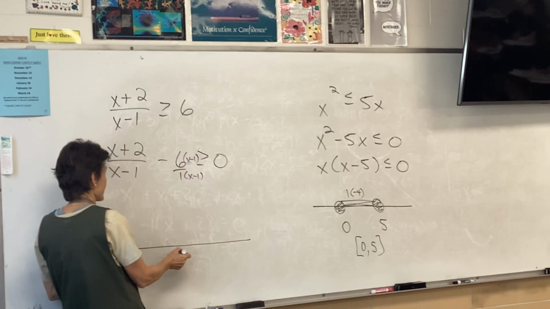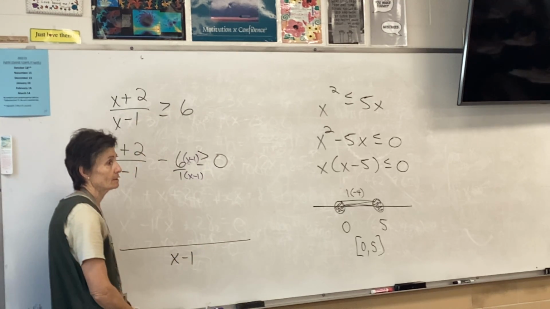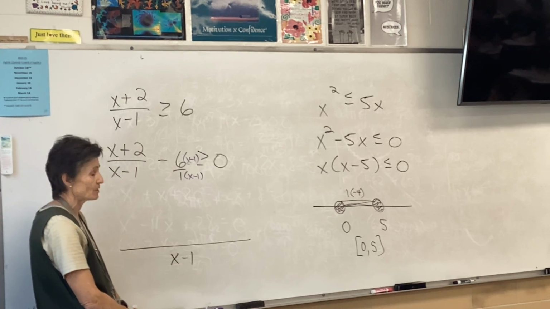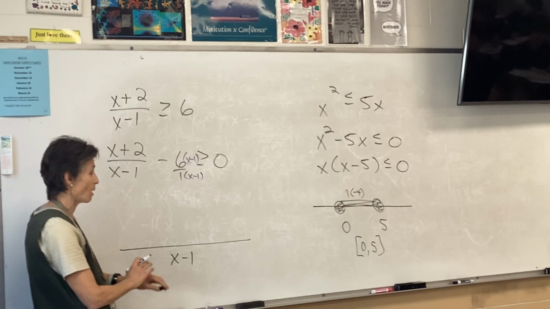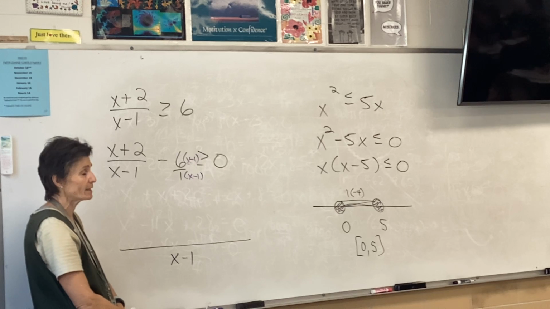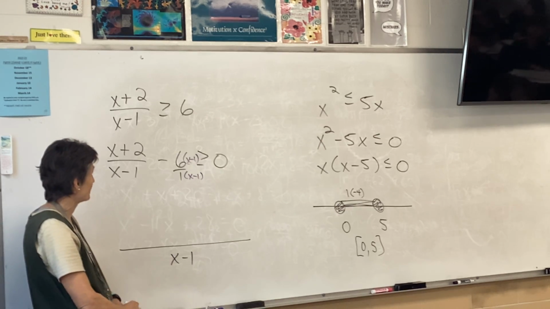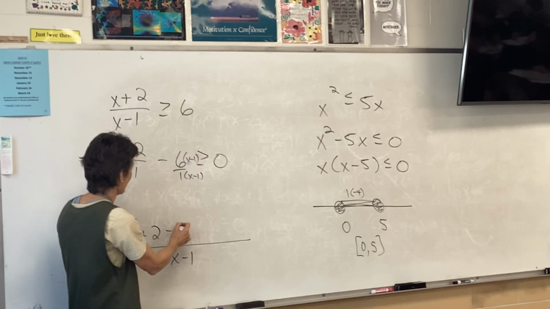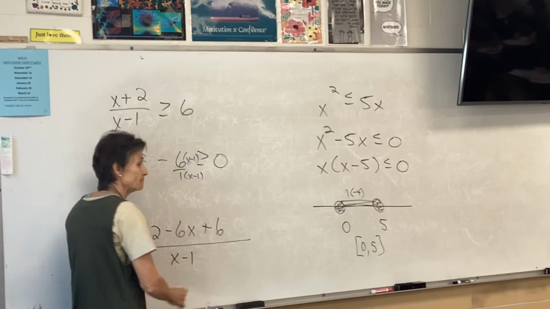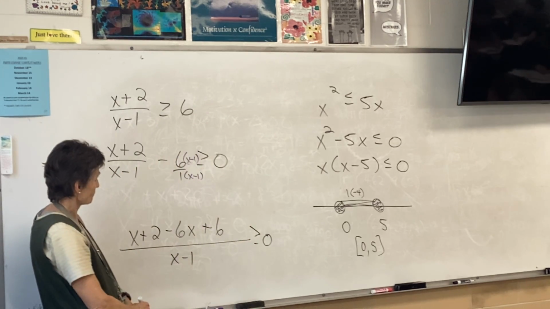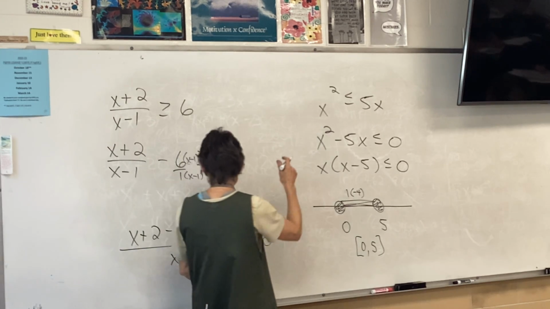Now you must keep the denominator, kids. The denominator is going to give you a dot. Do not lose it. You can't get rid of it. You must keep it in this problem. In the equals problems, we don't need to, but in an inequality, we have to keep the denominator. And then the numerator is x plus 2. Watch this carefully. Minus 6x plus 6. So negative 5x plus 8.